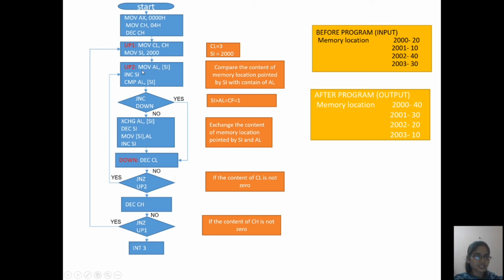The next instruction is move AL comma [SI]. Through this instruction, the data of memory location 2000 is moved into AL register. So presently SI contains 2000. So SI points to this memory location. So the content of this location, 20, is moved into AL register. After this instruction, AL contains 20.